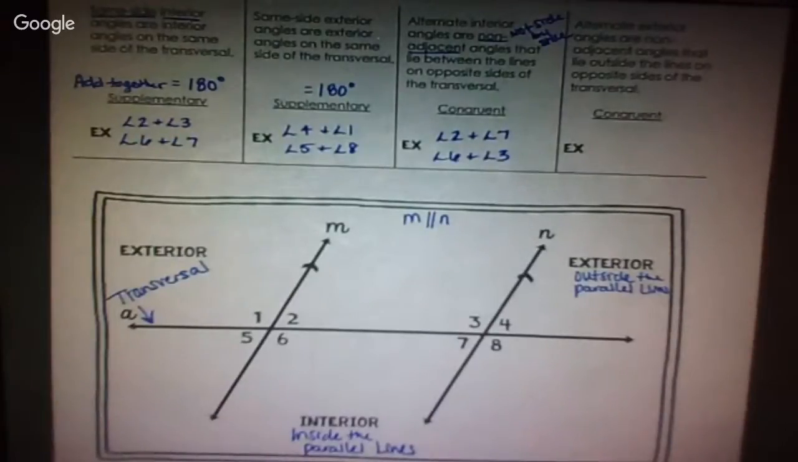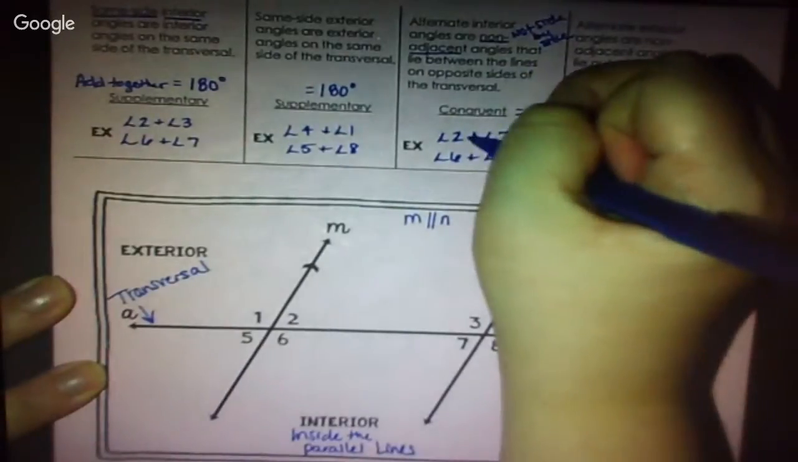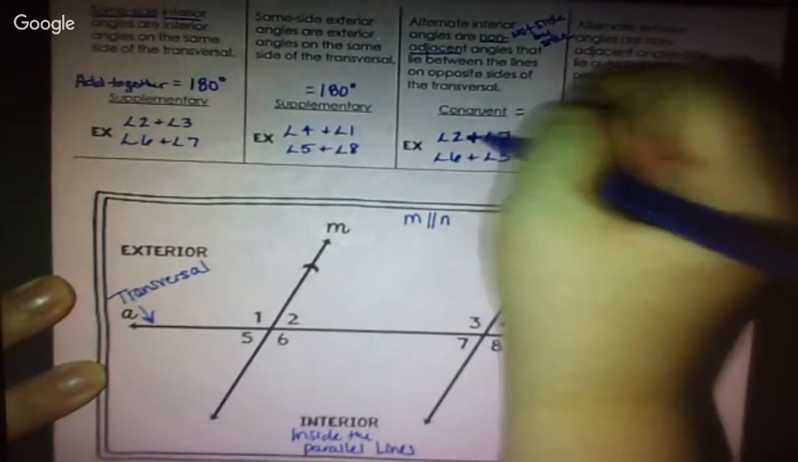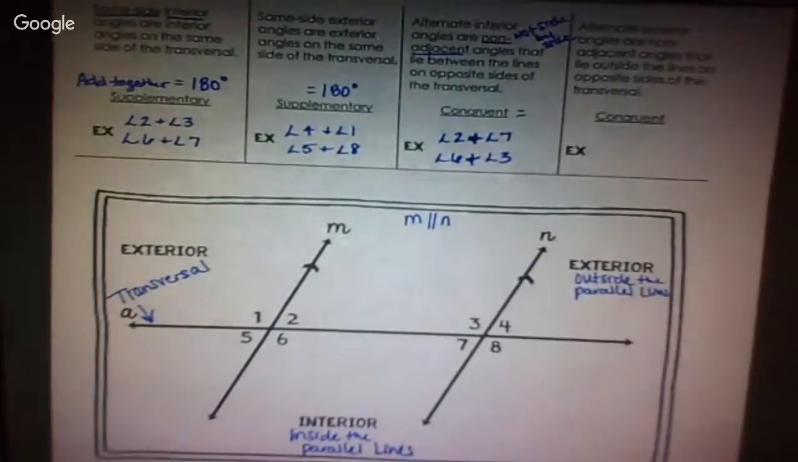Wouldn't they equal each other? They're congruent, so they're equal. So that's an and symbol. Oh, never mind. That's an and symbol. Sorry, guys. Yes, that means that they're equal.